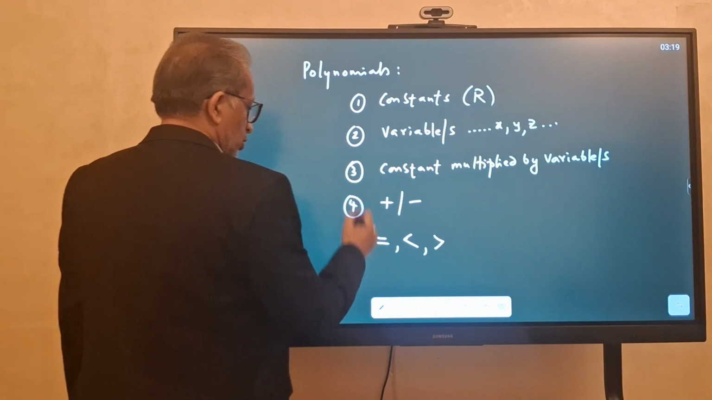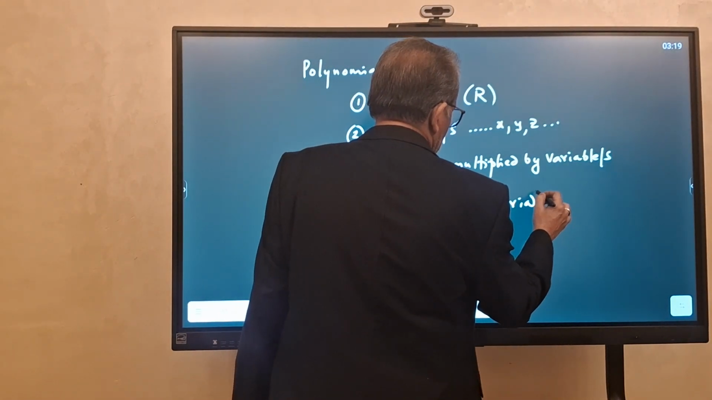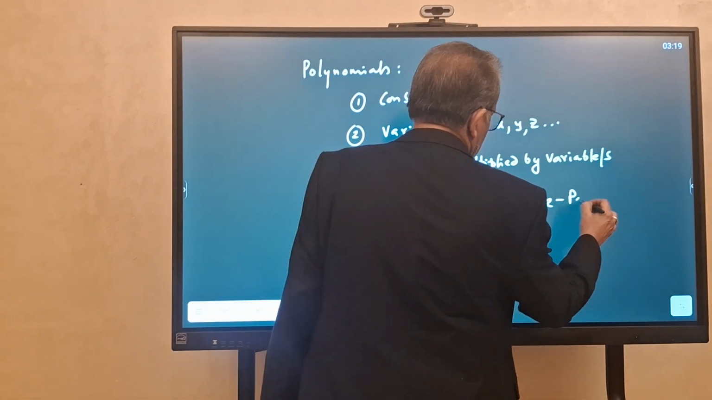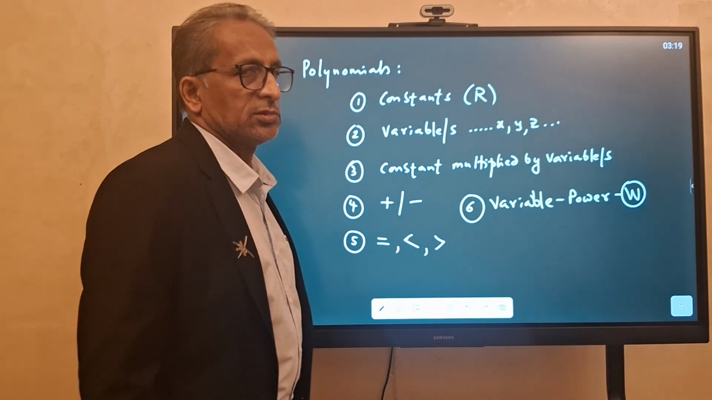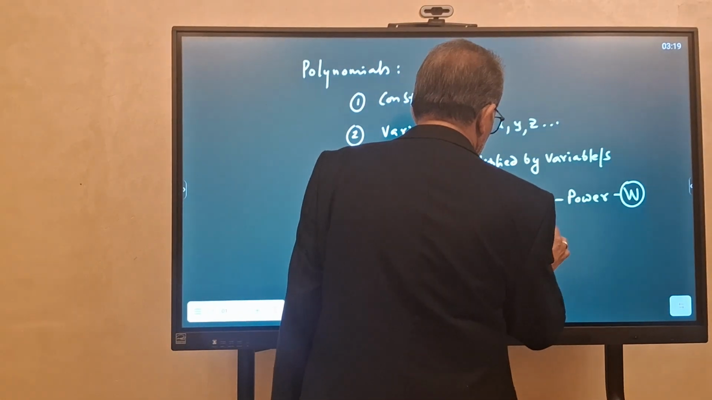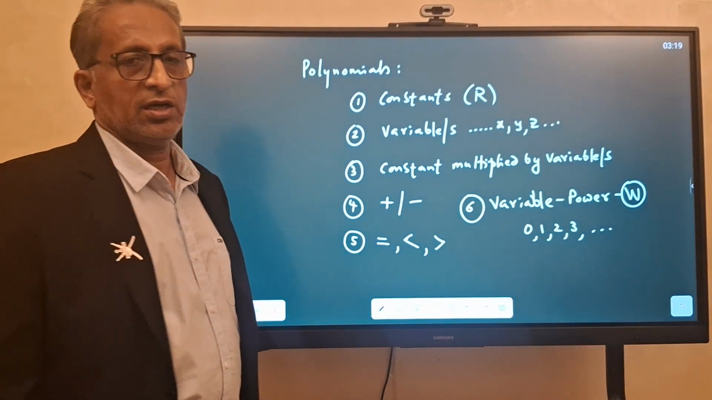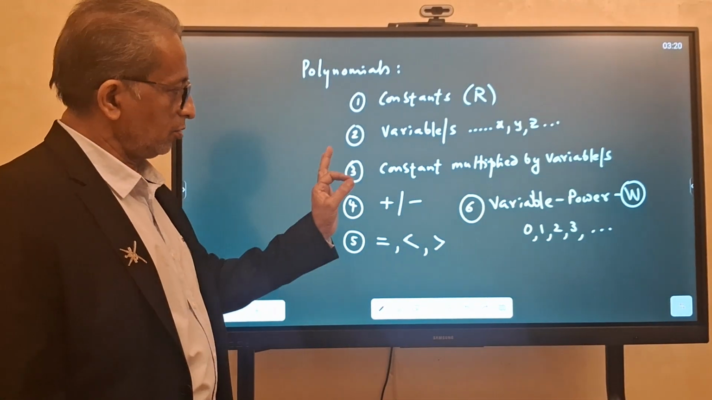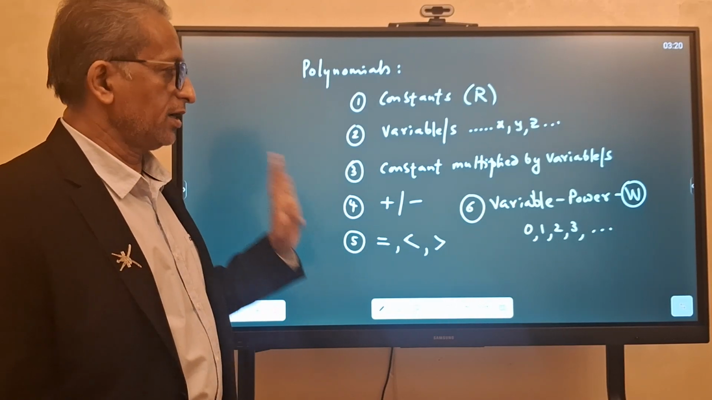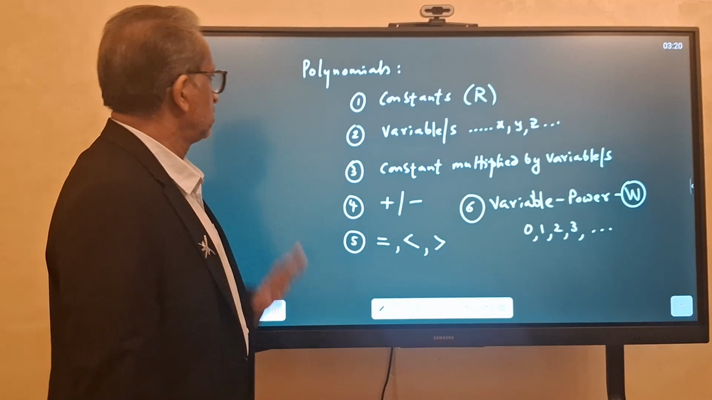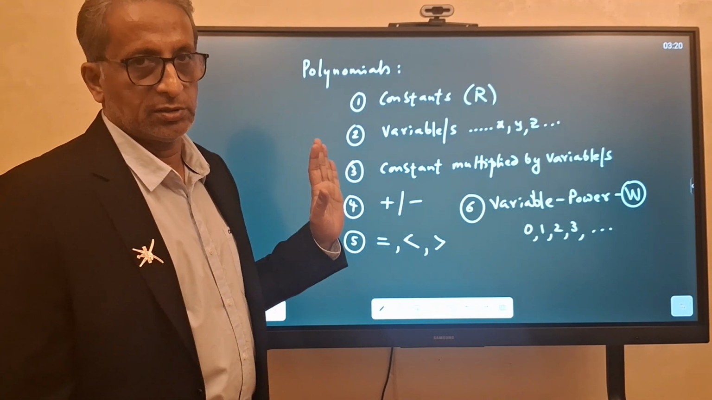Remember, the most important thing here is that whenever we have a variable, the variable has powers that are only whole numbers. That means the power of the variable should be 0, 1, 2, 3, etc. No negative, whole numbers only. No negative, no fraction, no square root or radicals. With all these conditions, we have a polynomial.